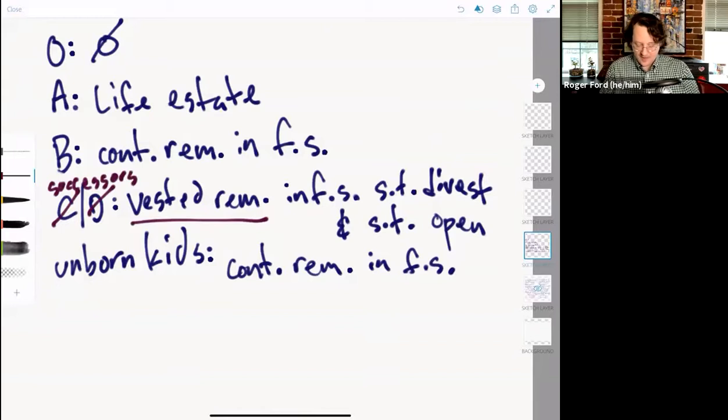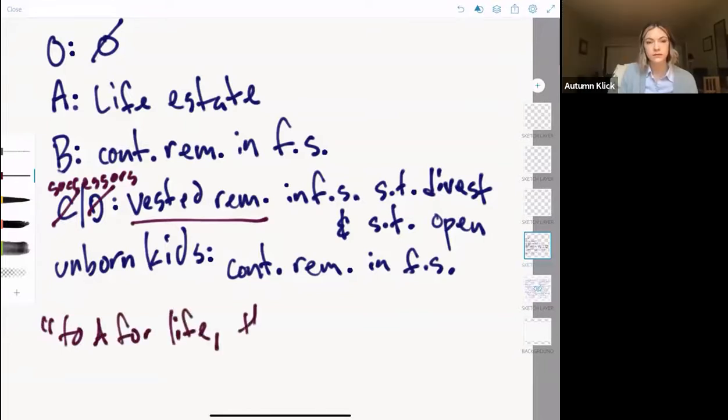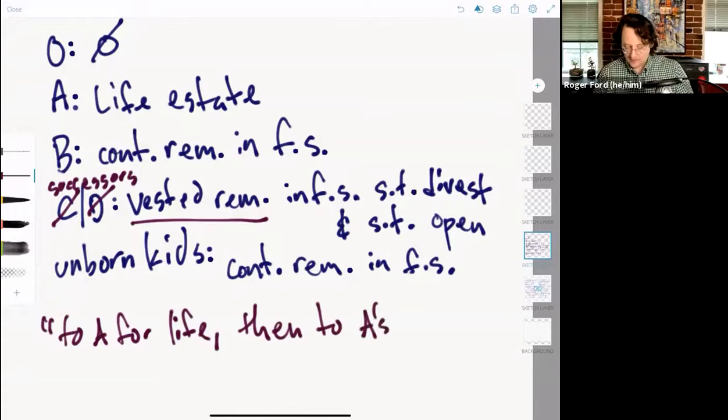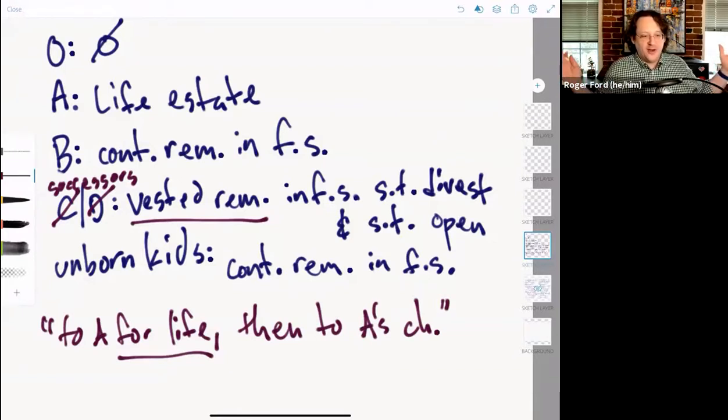And then if A forfeits their life estate, so we had to A for life, then to A's children. What happens when the life estate ends? And I'm not trying to put you on the spot since you asked the question, right? You're trying to figure out how to answer this, right? If anyone has an answer here, what happens when A forfeits their life estate?